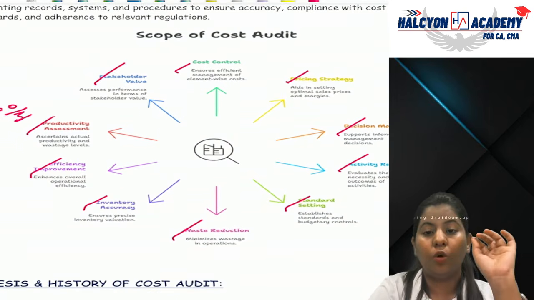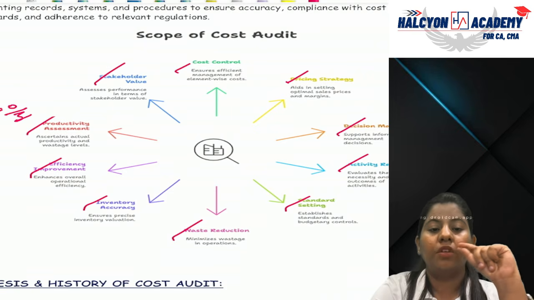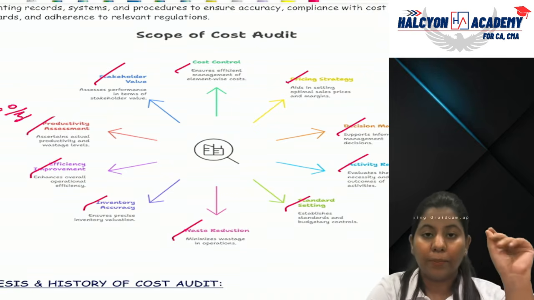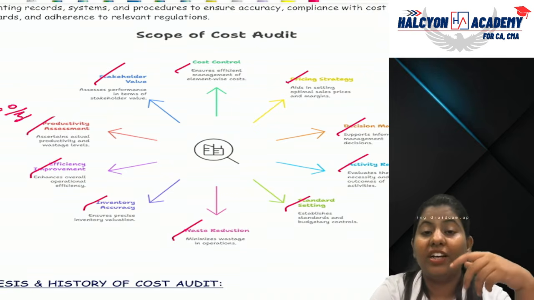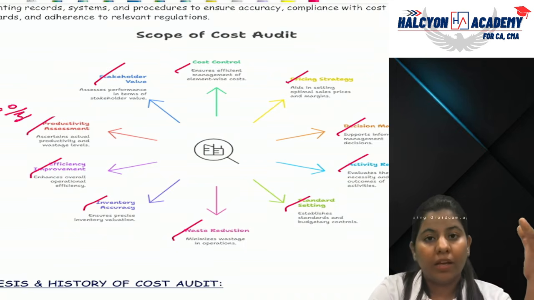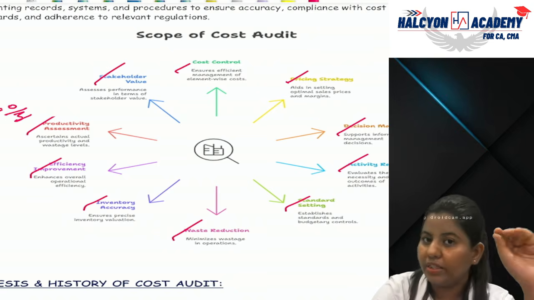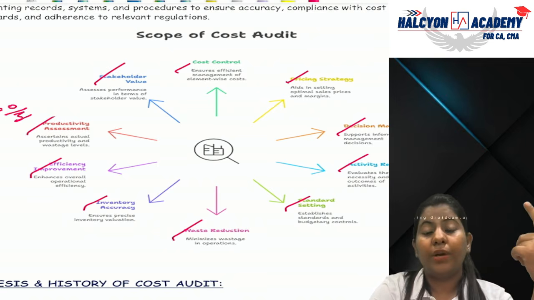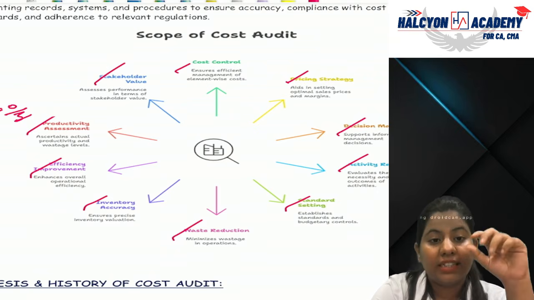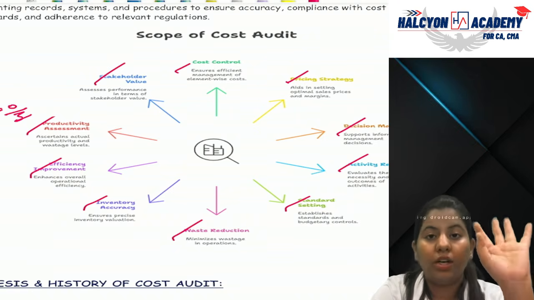Then stakeholder value. The last point is stakeholder value. The cost audit assesses the performance in terms of stakeholder value. Cost audit ensures that the company or the entity is providing value to the stakeholders. How does the company provide value? By minimizing wastage, by cost reduction without compromising quality, by pricing the product smartly, by using the resources wisely. That's how the company provides value to the stakeholders.